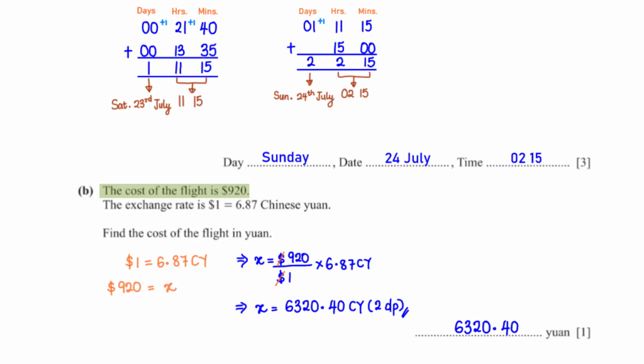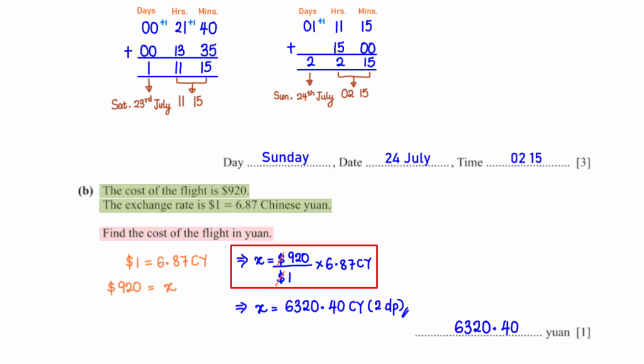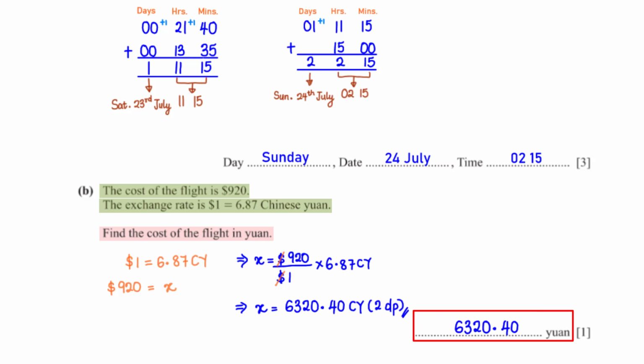The cost of the flight is $920. The exchange rate is $1 equals 6.87 Chinese yuan. Find the cost of the flight in yuan. First, we set up our conversion ratio. From here, when we cross multiply and make x the subject, this is what we have. When we type this into the calculator, we get 6,320.40 Chinese yuan rounded to 2 decimal places.